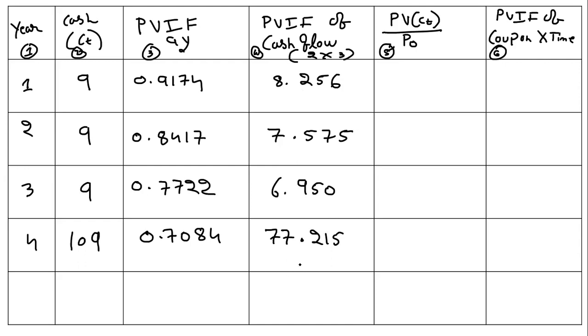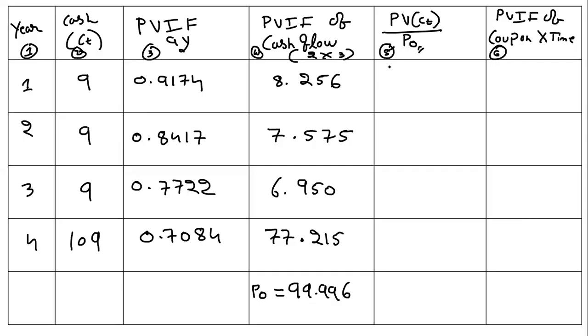So now let's total it to calculate P naught. Adding all this, we get 99.996. So we get P naught. Now let's go for column number 5. Here we have to calculate the fifth column. We will take the value and divide it by P naught.